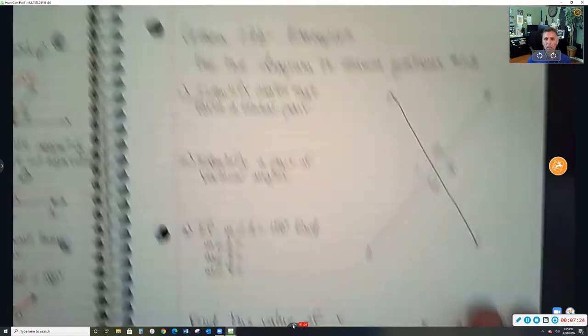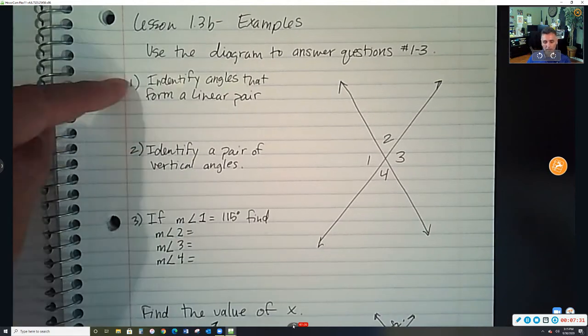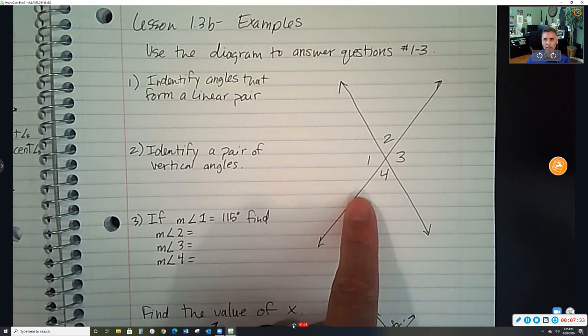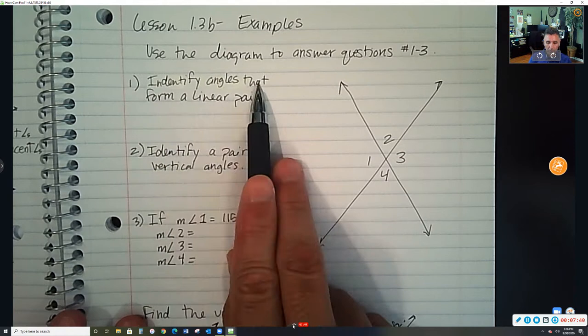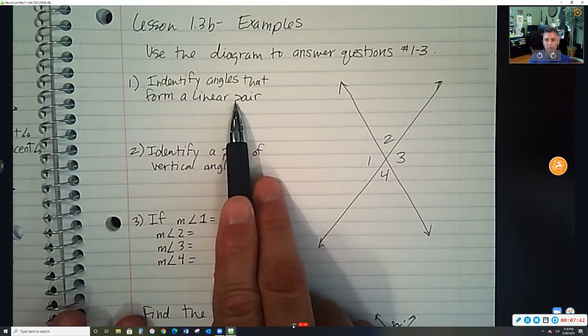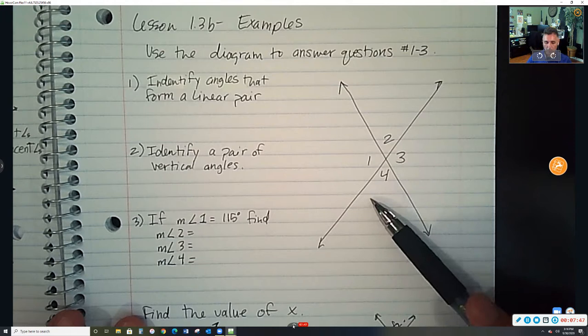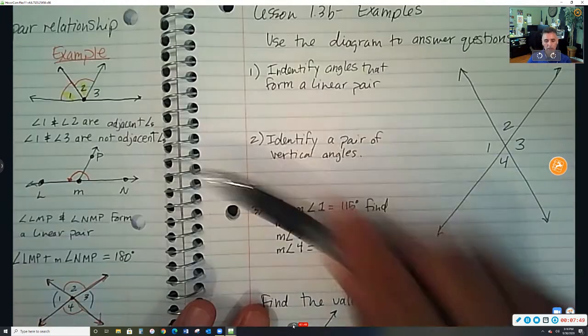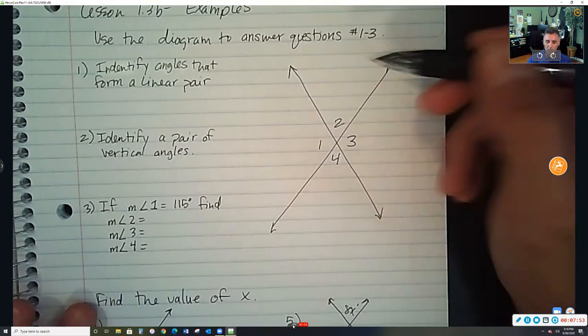So let's go over some quick examples. So you can pause it if you need to copy this diagram. I'm going to answer these 3 questions based on this diagram. So the first question says, identify angles that form a linear pair. Now there's a bunch of different ones you can choose from here. But again, if you go back to this other page, you see linear pair looks like this. It forms a line.